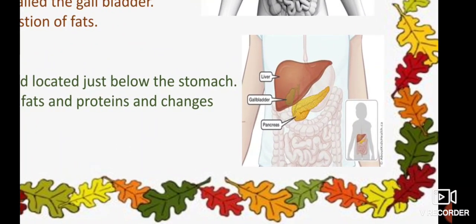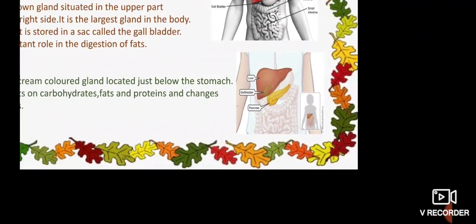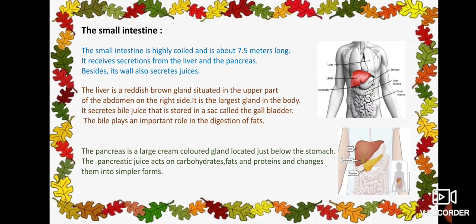See here, the gallbladder is a sac-like structure inside the liver, and this is the pancreas situated below the stomach. It digests carbohydrates, fats and proteins and changes them into simpler substances to provide energy to our body. See where this liver is situated? It is situated on the right side and at the upper part of the abdomen. And where is this pancreas located? It is located just below the stomach.